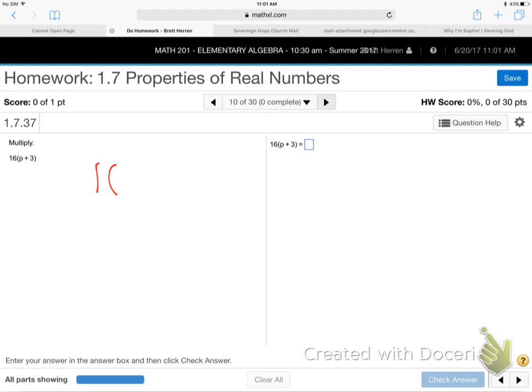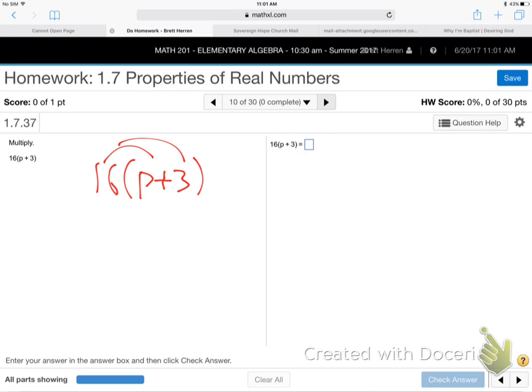Here we go, 16 times (p plus 3). So what do you do when you've got a number or letter or anything right up against a parenthesis wall like that? It's going to multiply everybody inside. What do we call that? Distribution. I'm not actually into the names, but yeah, distribution.